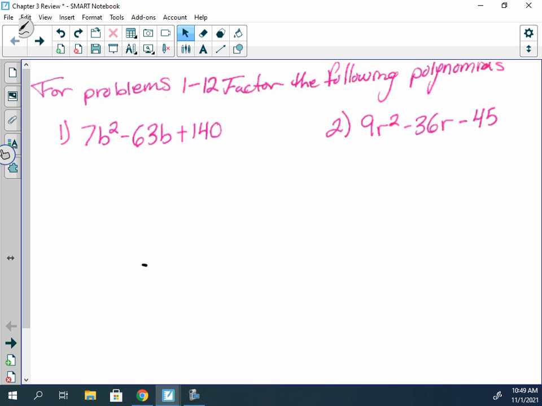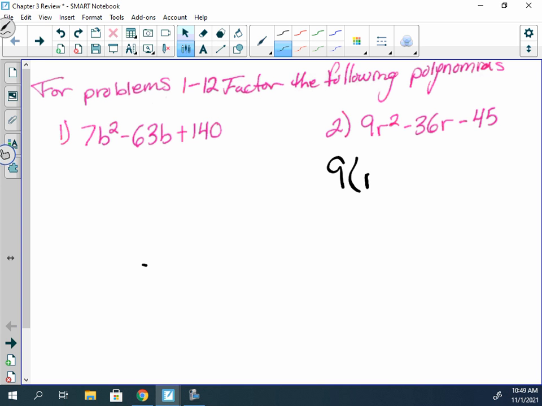So we're going to factor 9r squared minus 36r minus 45. Now the first thing we look for when factoring is a greatest common factor. In between these three terms, the greatest common factor is 9. So we're going to factor it out. And if we factor 9 out, we're left with r squared minus 4r minus 5.